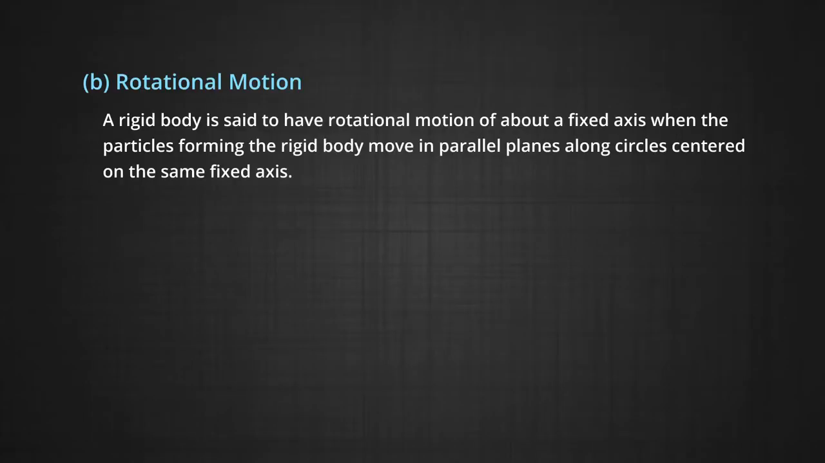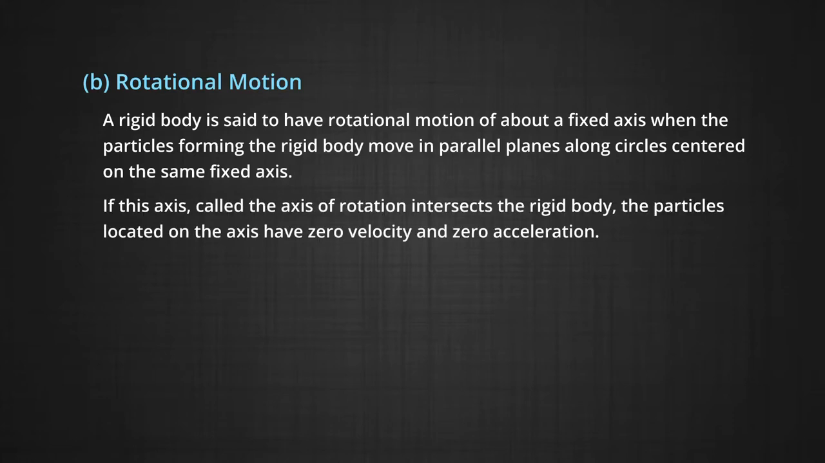The second motion we will take is rotational motion. A rigid body is said to have rotational motion about a fixed axis when the particles forming the rigid body move in parallel planes along circles centered on the same fixed axis. If this axis, which is called the axis of rotation, intersects the rigid body, the particles located on this axis have zero velocity and zero acceleration.